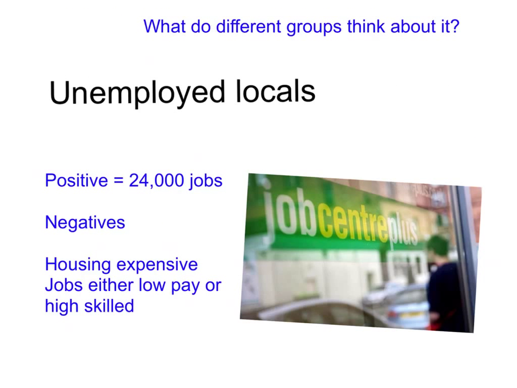Now, an interesting group to consider are unemployed locals. Probably the most important thing here is that 24,000 jobs have been created, and this is really positive. But there is a bit of geography here. If you look at the type of jobs that's been created, they're mainly 2 types. First of all, you've got the offices and big businesses that have moved into the area. Now these are going to provide mainly highly skilled, highly paid jobs.